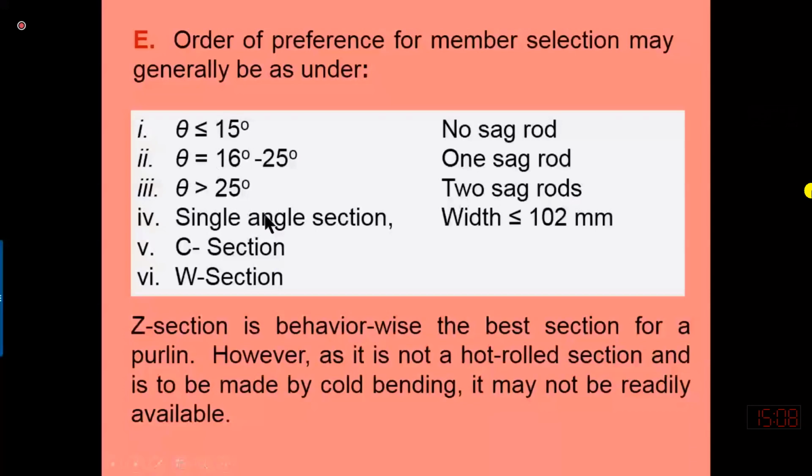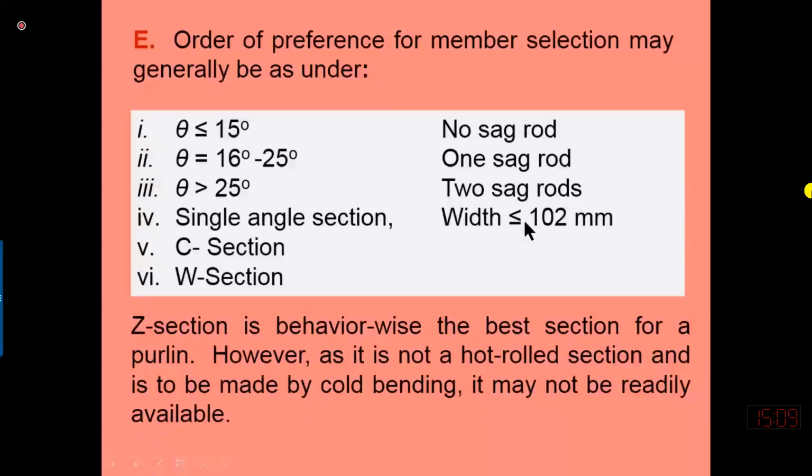If this design is not satisfied, even with the heaviest angle section, then we consider the channel section with one sag rod. And actually you can try all three options. You can design a single angle with one sag rod, you can design a single channel with one sag rod, and you can also design a W section with one sag rod. Out of these three options, whichever is the lighter or the lightest, you can use as a purlin. Actually, if you are using a single angle section, then the width of the single angle should be less than 102. Why should it be less than 102?